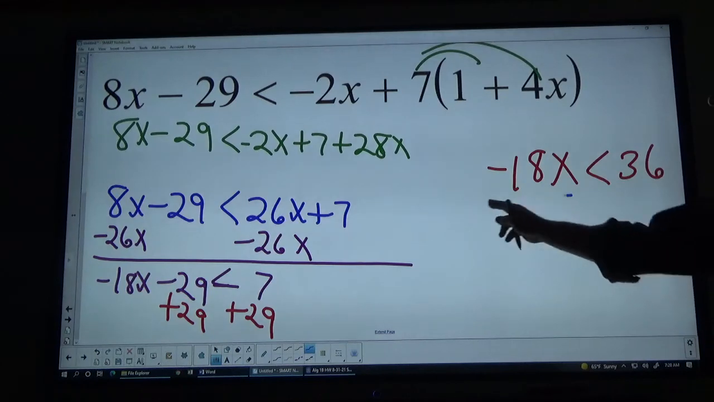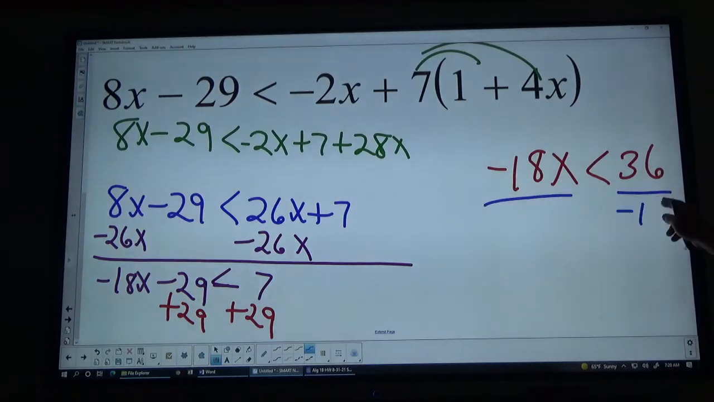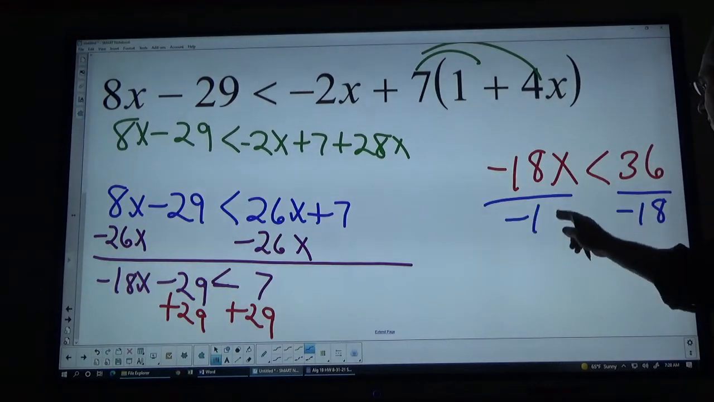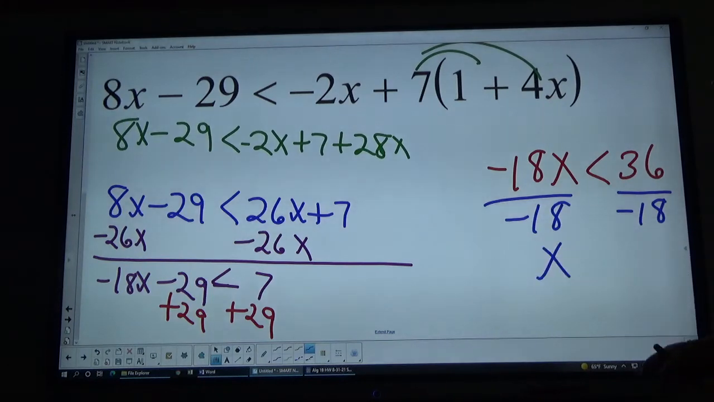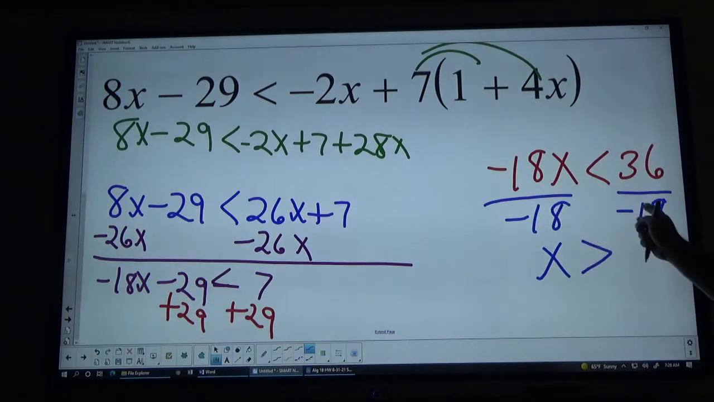Now I have to divide by a negative 18. X ends up greater than or equal, because it was a negative, and that'd be negative 2. And there's your final answer. X is greater than negative 2.